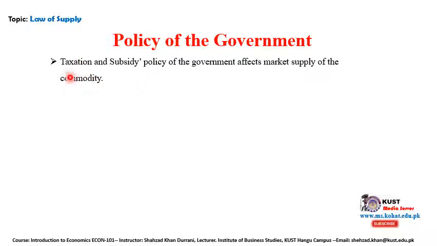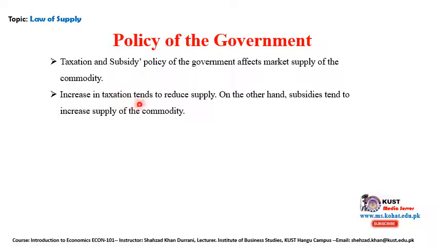So how does taxation affect the price or the supply of the commodity, and how does subsidy affect the supply of the commodity? Let's see. An increase in taxation tends to reduce supply. On the other hand, if the government adds subsidies to a certain product, they want to facilitate the public, so it increases the supply of the commodity. Because of the subsidies, more producers want to invest there, so there is an increase in the supply of the commodity.